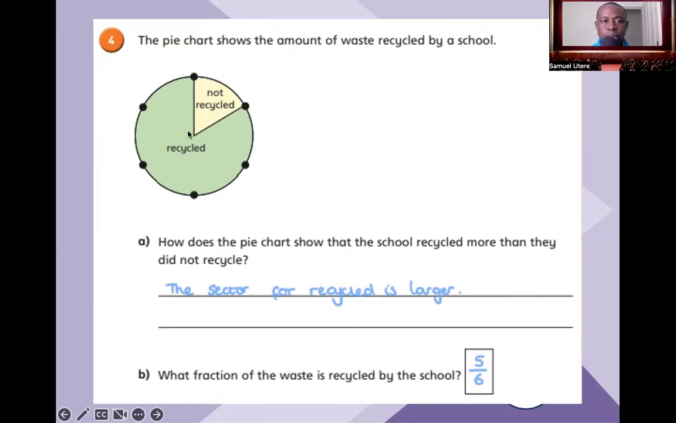So when a circle is split, take note of this word, it's a very important word. You're going to come across it in your study of maths. This part here is called a sector. So when a circle is split into parts, a part like this is called a sector. And then, what fraction of the waste is recycled by the school? You can see that we have 1 part, 2, 3, 4, 5. So we have 5/6. So 5 out of 6 parts represents recycling.